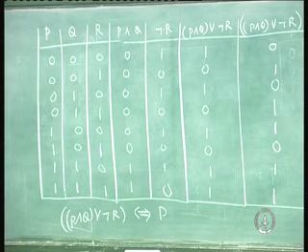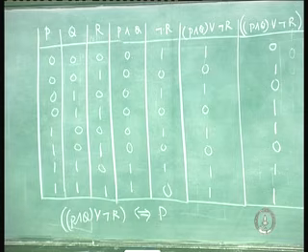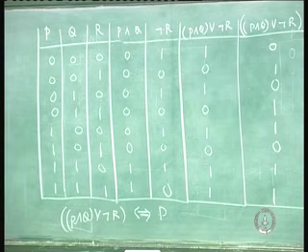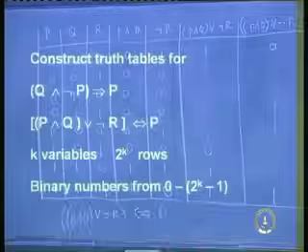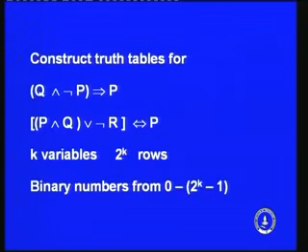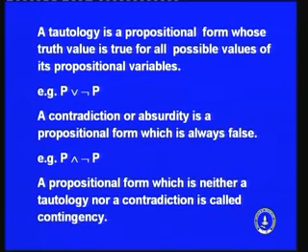So this is the truth table for P and Q are not R is equivalent to P. So given any expression, you can draw the truth table and find out when the whole expression will be true and when the whole expression will be false and so on. Now, a tautology is a propositional form whose truth value is true for all possible values of its propositional variables.